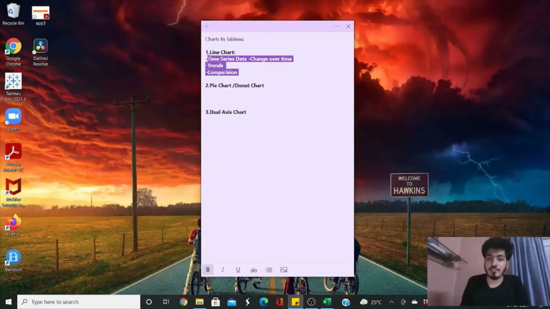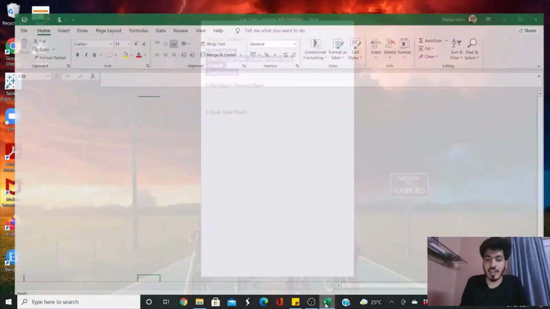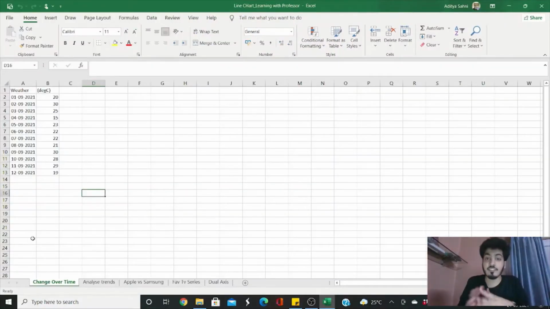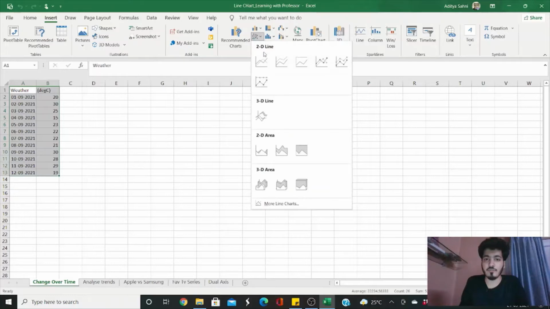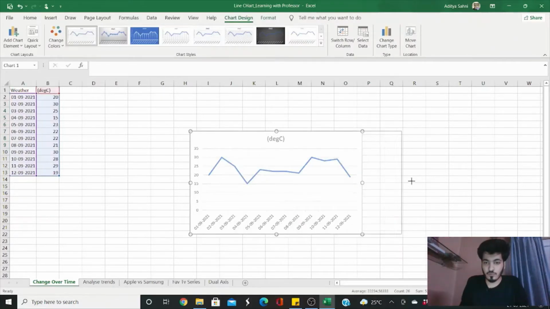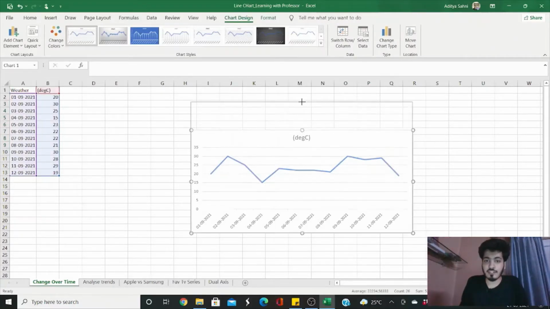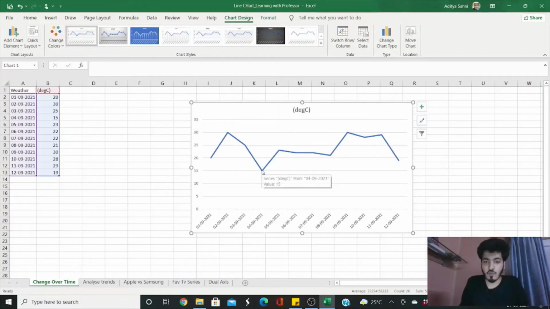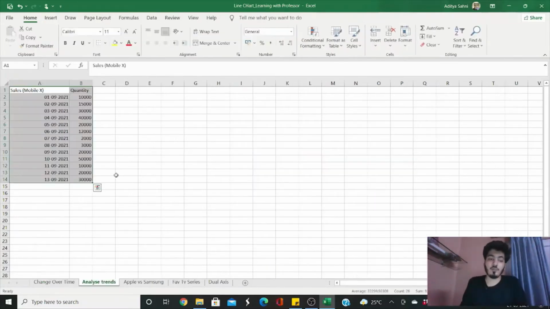So let us see these three live in action in Excel first. I have created this dummy data set. You can see the weather, showing from 1st September day by day, given in degrees Celsius. In this case, as I told you, a time series data set is the best suitable option. If we draw the line chart for this, we can easily interpret it, and see that the lowest temperature was on 4 September for a particular city. It is used for analyzing trends.